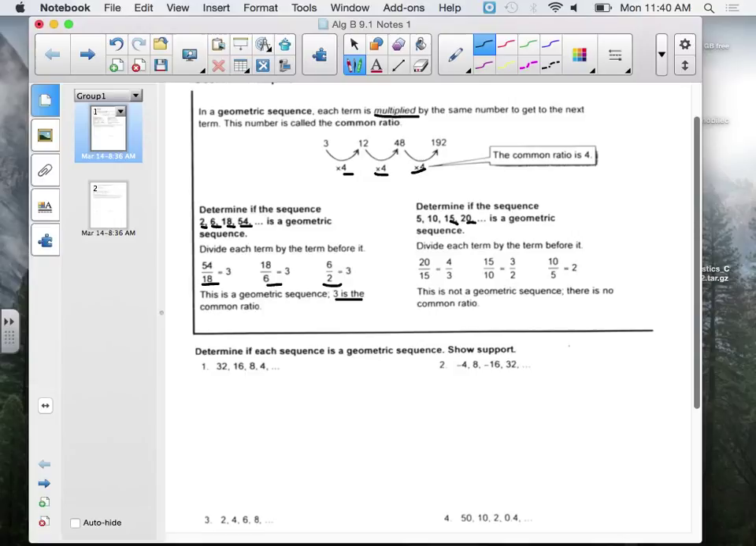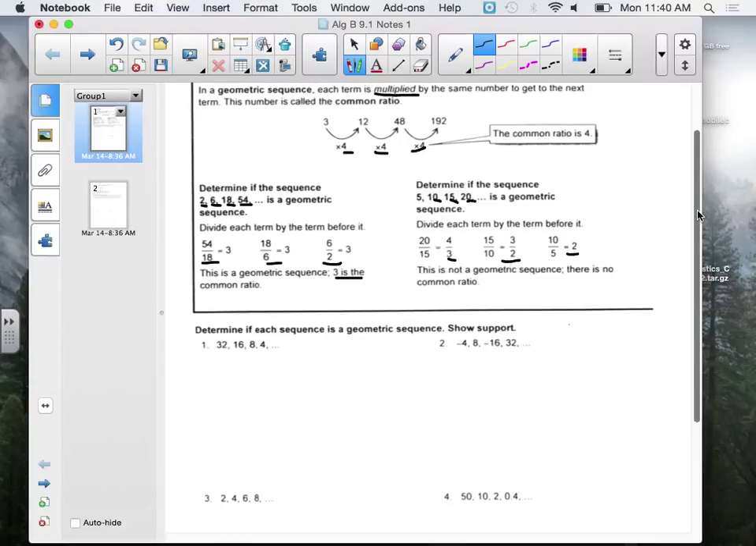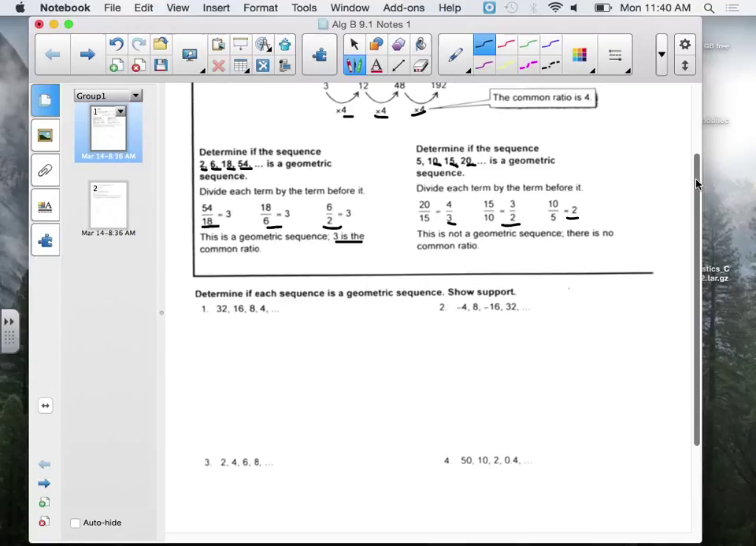So what's the next one? 15 divided by 10 gets reduced down to 3/2. And then the last one, 10 divided by 5, gets reduced down to 2. So these aren't the same, are they? 4/3, 3/2, 2, not the same? No. Because the ratios that we found aren't the same, there's no common ratio, so this isn't a geometric sequence.